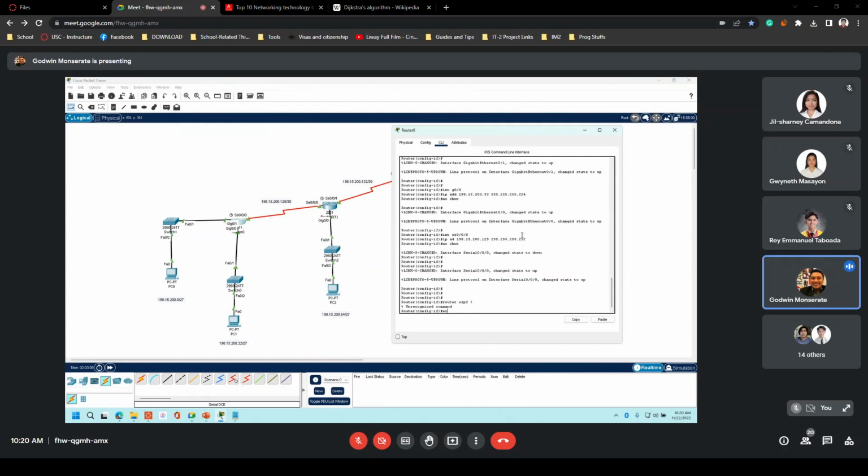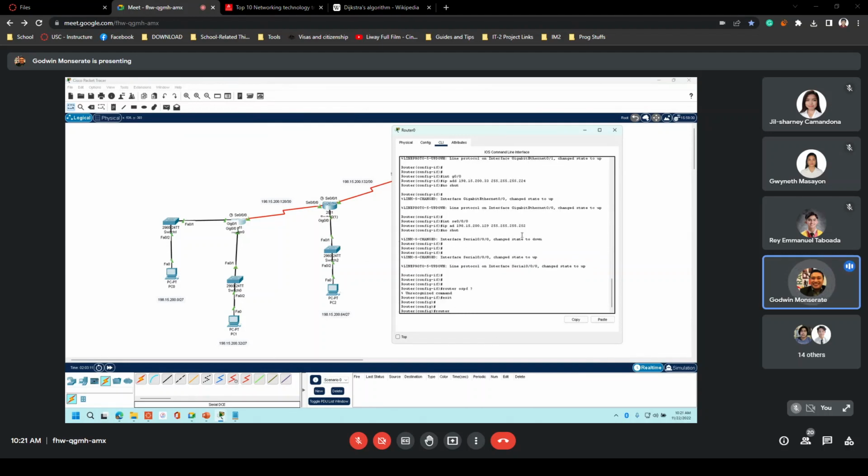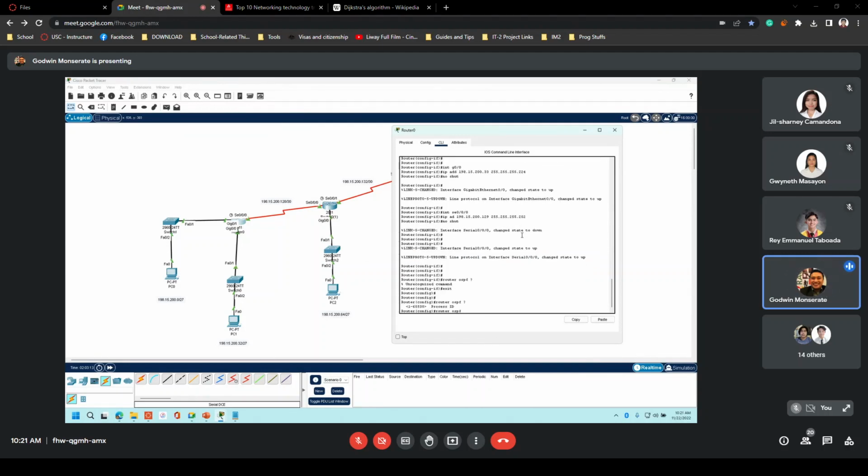Sa dire. Okay, dito po. Question mark, basahin na. Router OSPF question mark. So, process ID. You can select any number. Butang na to 2. Okay? Enter.